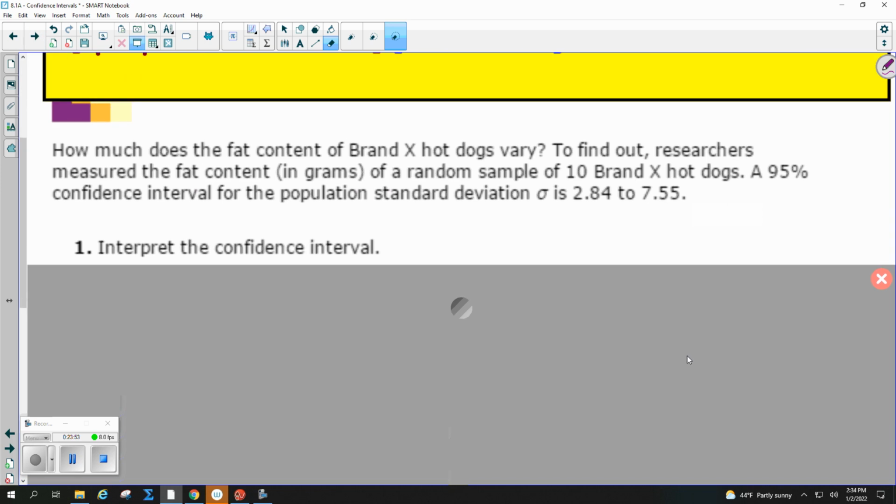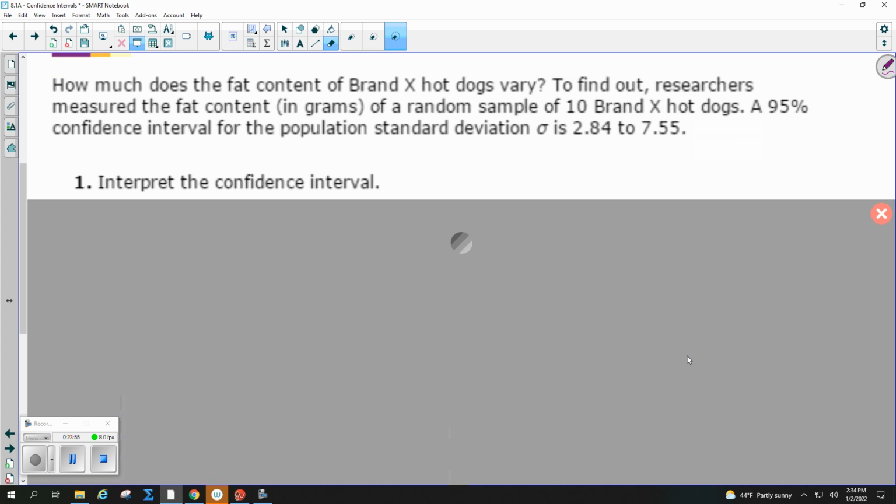Okay. How much does the fat content of brand X hot dogs vary? To find out, researchers measured the fat content in grams of a random sample of 10 brand X hot dogs. A 95% confidence interval for the population standard deviation is 2.84 to 7.55. Interpret the confidence interval.